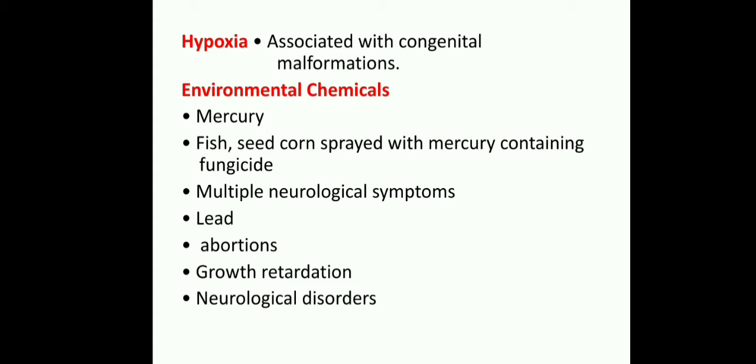Here, what are the environmental chemicals? Means mercury, fish, seed corn sprayed with mercury-containing fungicides. Sometimes these chemicals are used, and because of that, multiple neurological symptoms may be present in the babies. And sometimes because of the use of lead, abortions may occur, and then growth retardation, and neurological dysfunctions and disorders may also appear in the baby with these environmental or chemical factors.